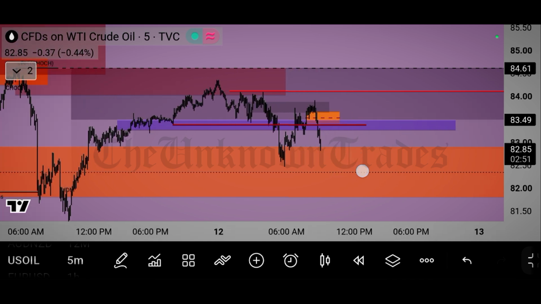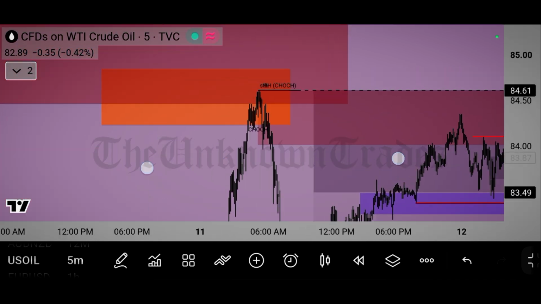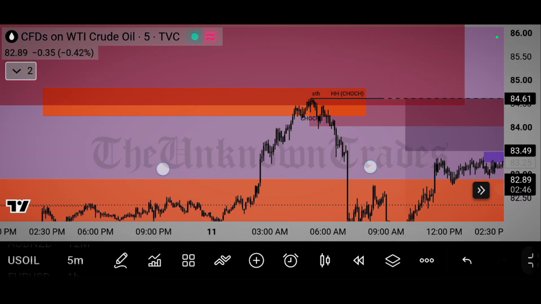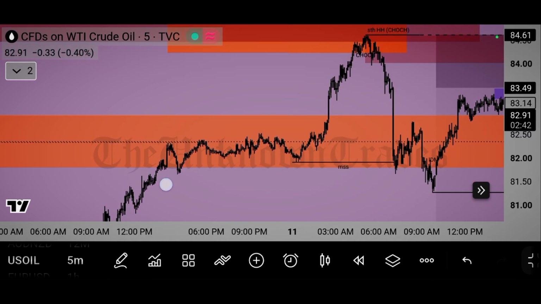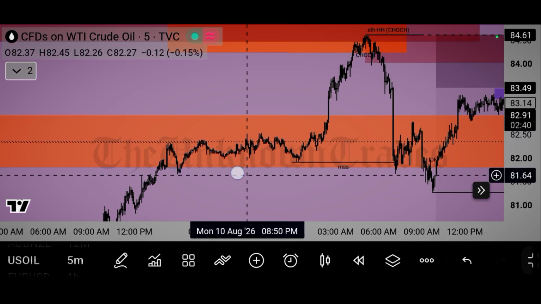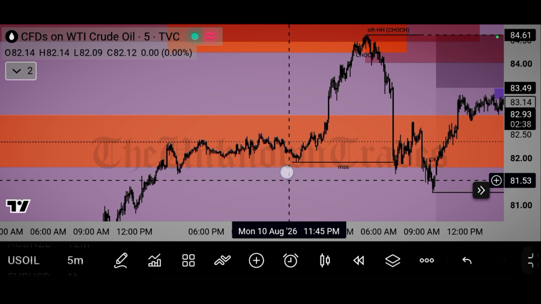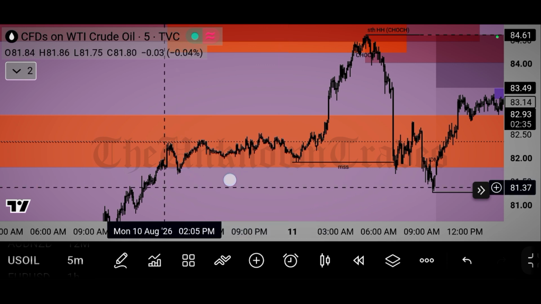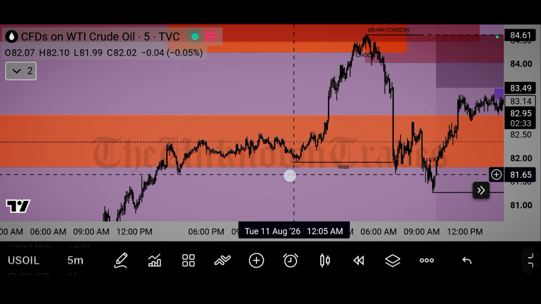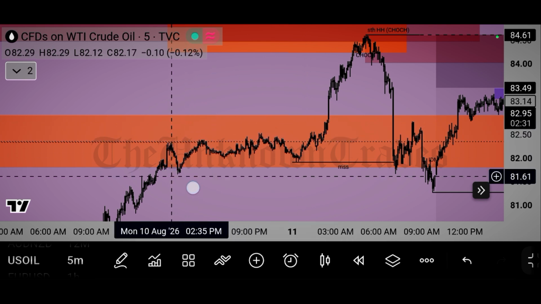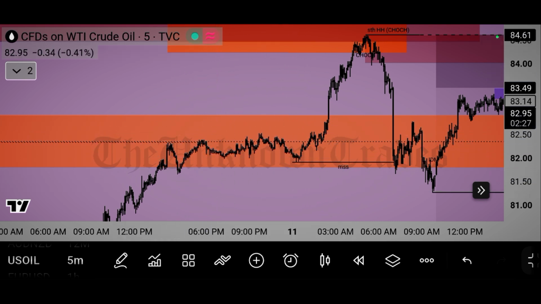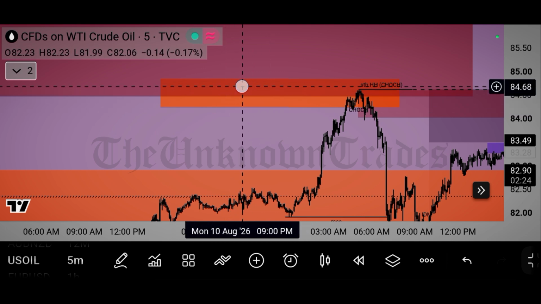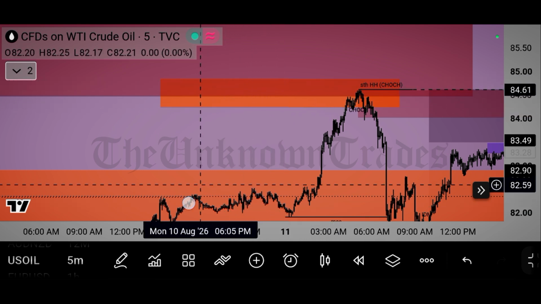Okay, so this is the 5 minute chart, and here this orange colored box is taken from yesterday's 2 to 8 range. Yes, 2 p.m. to 8 p.m. New York Standard Time, which is our CBDR range, central bank dealer range, and this is the fourth standard deviation of this range.